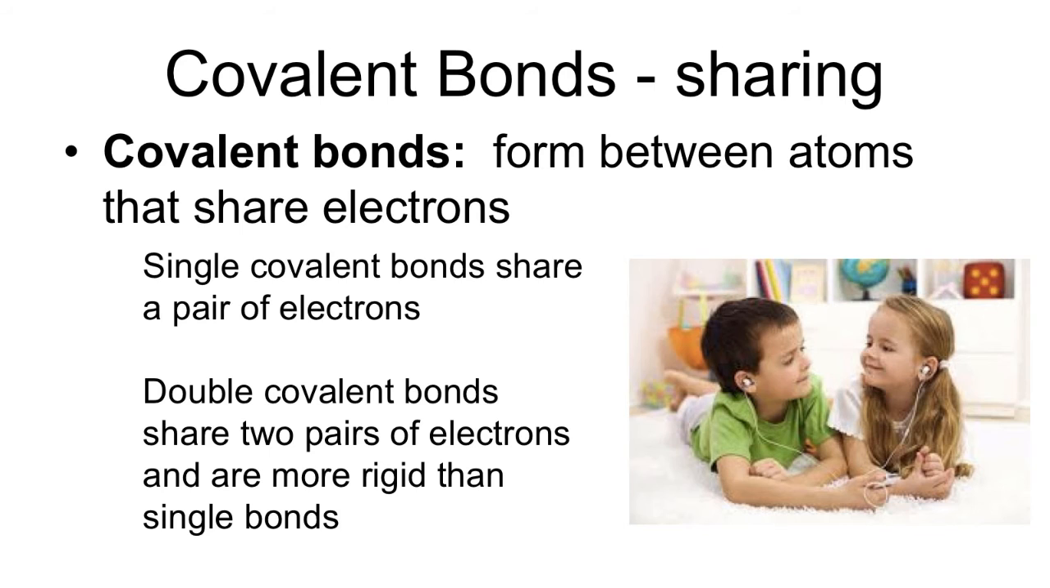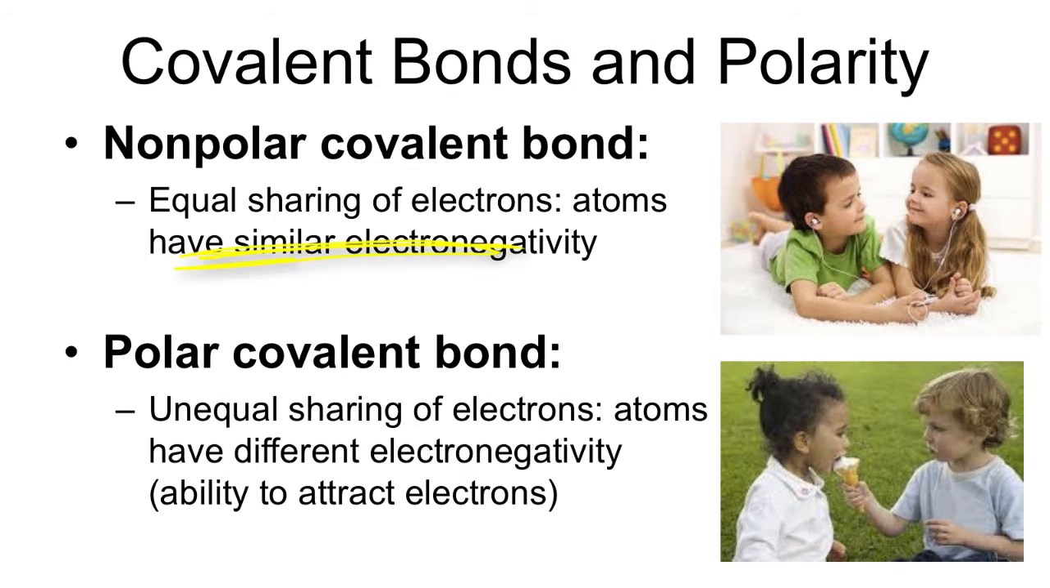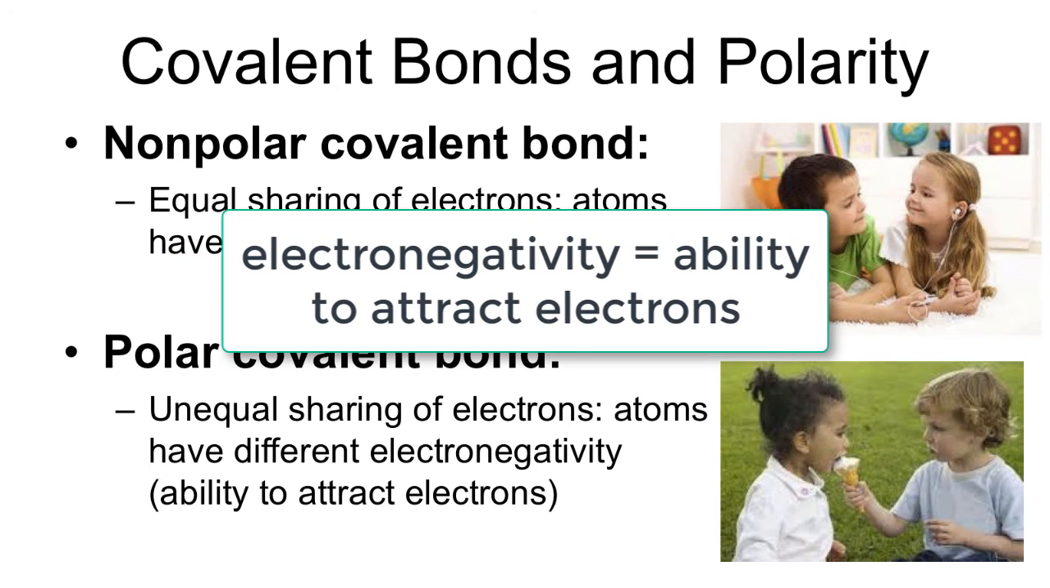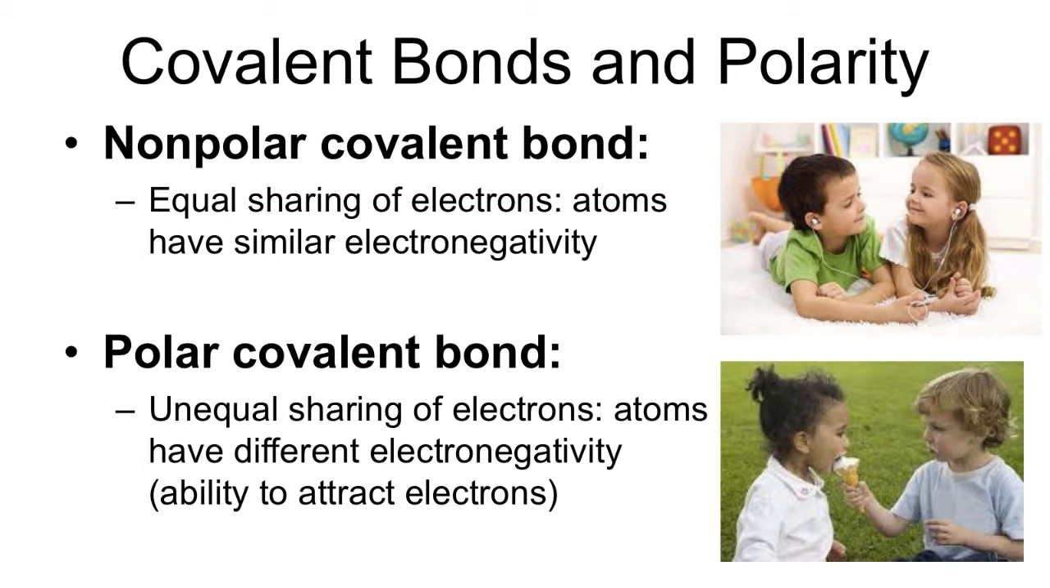Now there's 2 ways to do that. One is that you share the electrons equally. Each atom has a similar electronegativity to the other atom. Electronegativity is just the ability to attract electrons. So if you look at the top picture, the 2 kids are equally sharing the earbuds. They're listening to the music, and there's really no big difference between them.